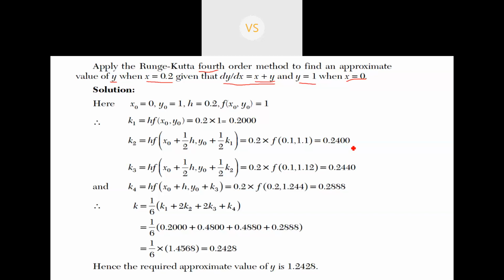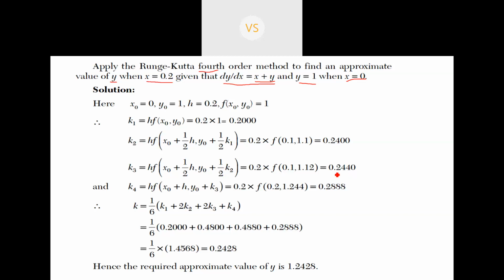After getting the value of k2, you have to find k3. So h into f(x0 plus again half h, it remains the same as the k2 term. The first term remains the same, of x. Then here it is y0 plus half k2. Now instead of k1 you have to take over here k2. So we are getting it as 0.2440. So this is the k3 value.